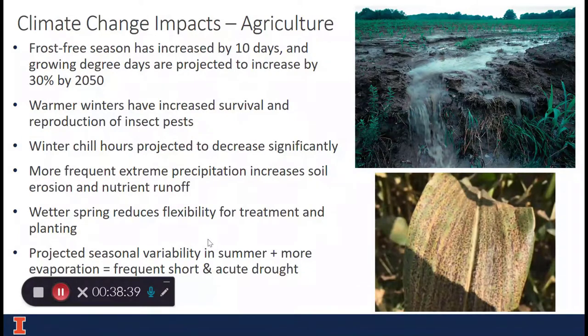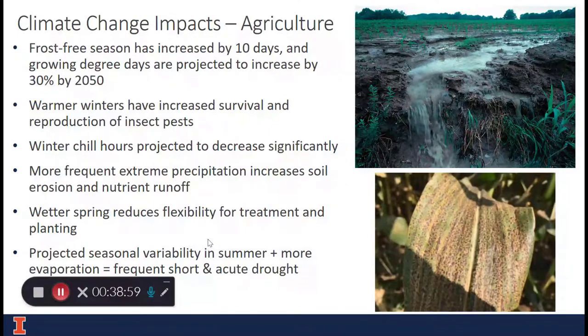But along with that, we see more frequent extreme precipitation increasing soil erosion. As I mentioned, that's an economic impact for farmers just as much as an environmental impact. It also increases nutrient runoff. And there is a real environmental issue when it comes to nutrient runoff from agricultural fields because of extreme rainfall. So it's a bit of a double whammy there.